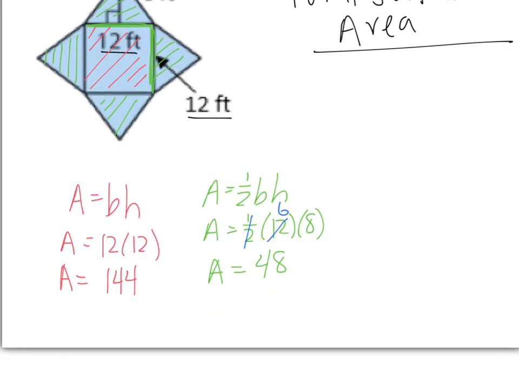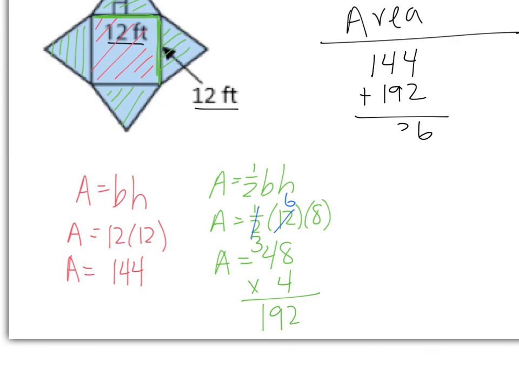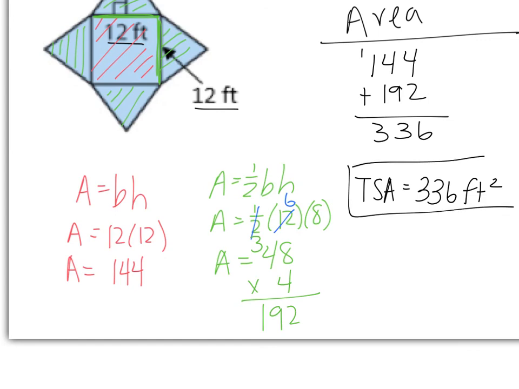Now here's the nifty thing about this one. All 4 triangles are the same, so I can just multiply by 4 to get that answer. So I have 2, carry my 3, and 19. So the last thing I do is add them all together. 144 plus 192. I have 6, 13, carry, and 3. So my total surface area of this rectangular pyramid is 336 feet squared. So again, all you have to do when finding surface area is just find all the individual shapes and add them together. This is for total surface area.